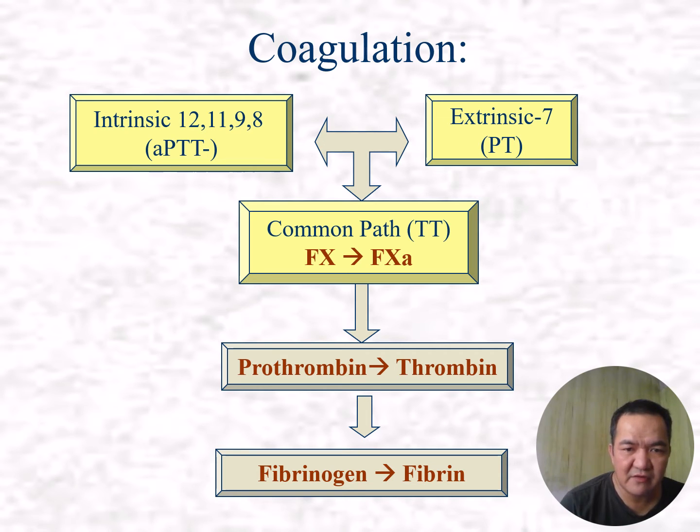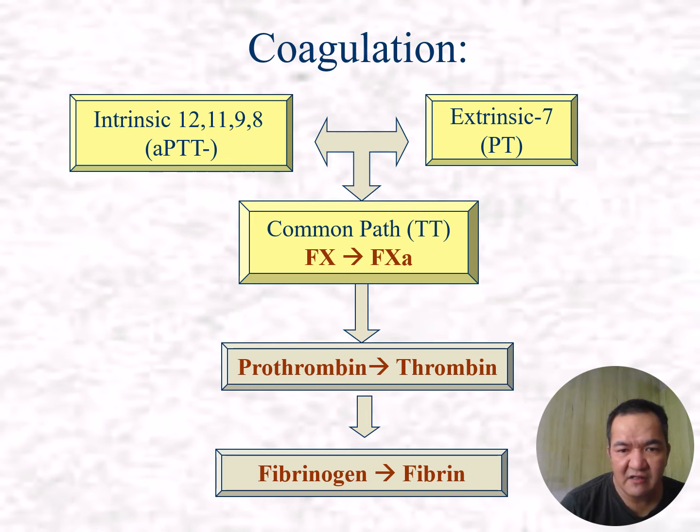You can also see the laboratory tests that are used to evaluate the function of the intrinsic pathway, which is APTT, short for activated partial thromboplastin time. And if you want to evaluate the function of the extrinsic pathway, you can do prothrombin time. Both of these events lead to the activation of the common pathway, which is again evaluated by the laboratory test called TT, short for thrombin time. The common pathway simply is the activation of clotting factor number 10 to clotting factor 10A. So the A there indicates that it is activated.